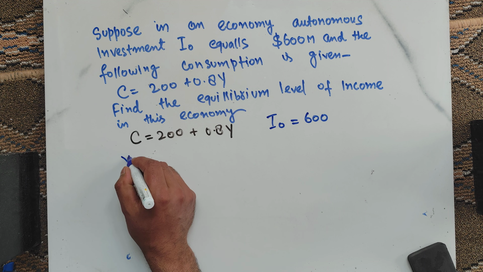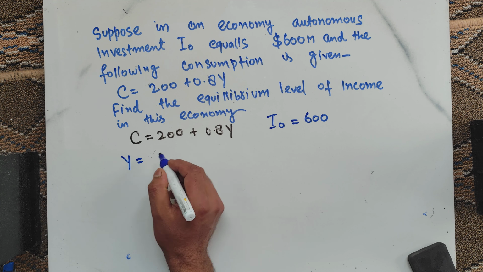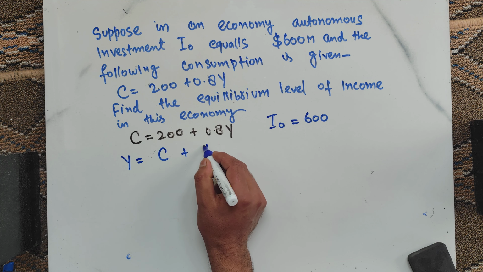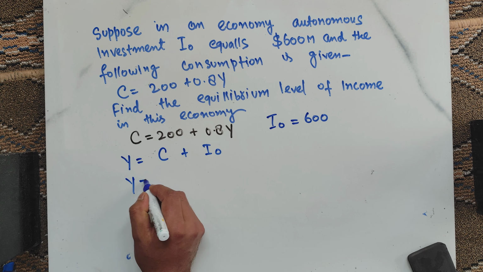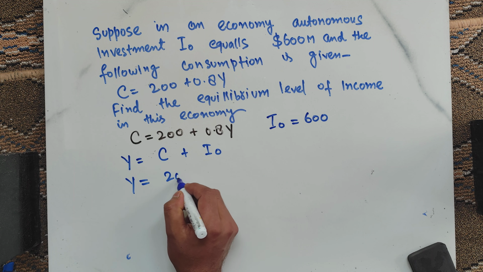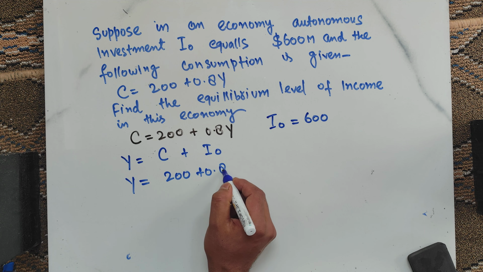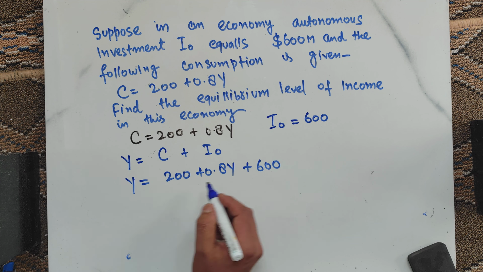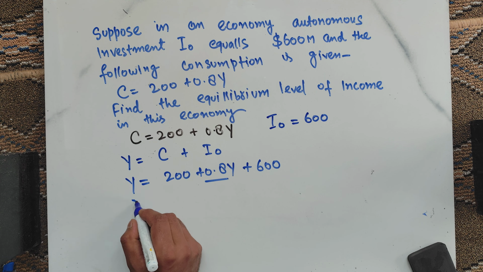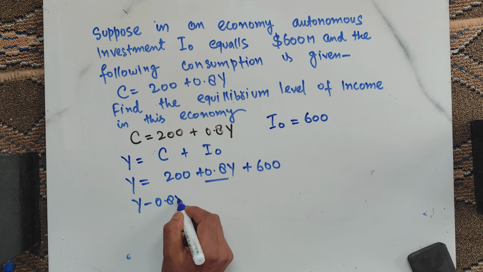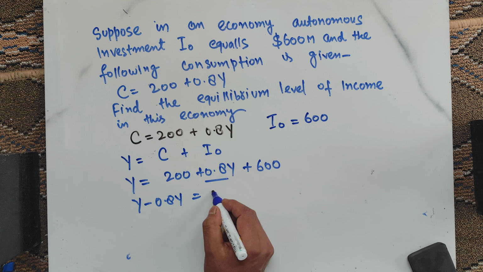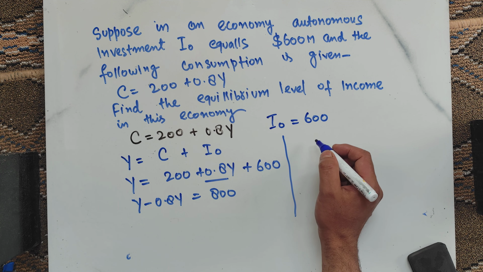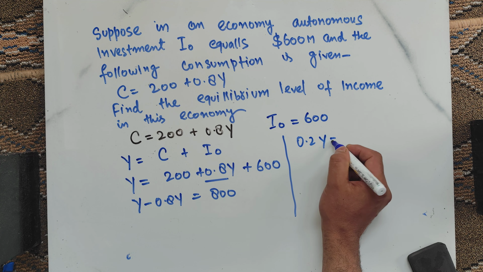Now we know that our total income should be equal to the total expenditure. So total income will be equal to the consumption expenditure plus the investment expenditure. So we have y will be equal to, consumption is 200 plus 0.8y, and we add the autonomous investment of 600. So transpose this term to LHS, it gets subtracted, and here we have 600 plus 200 is 800. So subtracting 0.8y from y, we will get 0.2y is equal to 800.